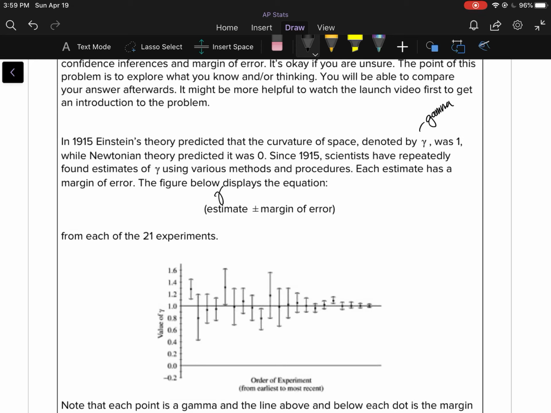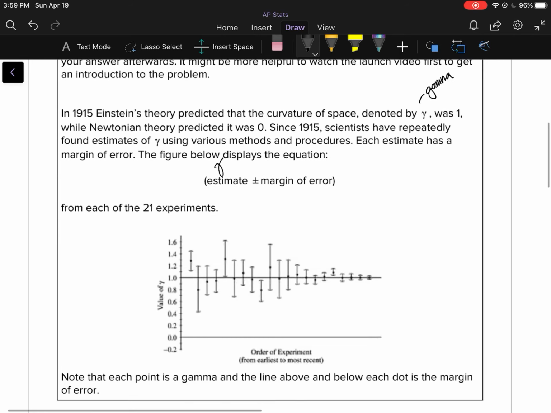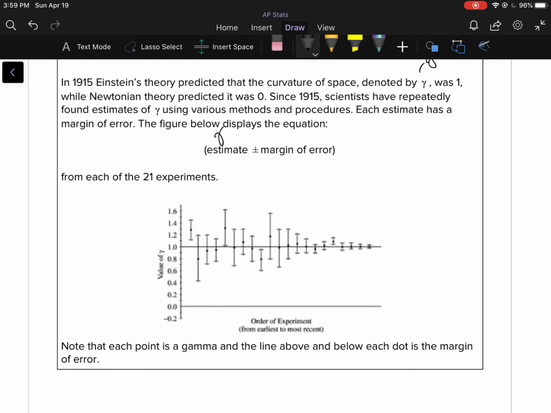In this case, the estimate would be the gamma from each of the 21 experiments. Note that each point is a gamma, and the line above and below each dot is the margin of error. If I was to zoom in on one of these points, you're going to have a point, which represents gamma, and these are the margins of error. So that's saying that gamma is between a certain interval, plus or minus that point.